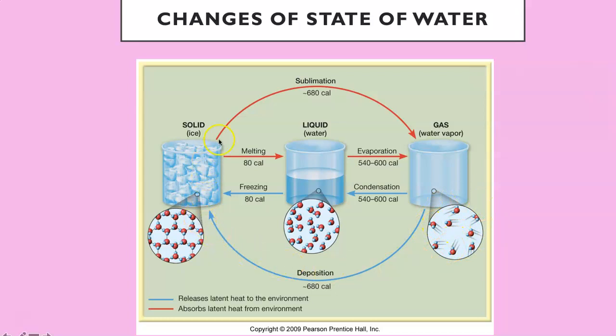Notice that sublimation, which goes directly from solid to gas, also absorbs energy, and the energy necessary is pretty much the sum of these two processes. Going in the other direction, from gas to solid, we can go directly using deposition, or we can have condensation and freezing.